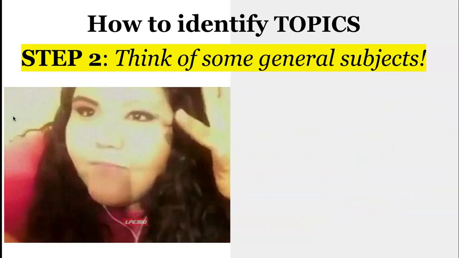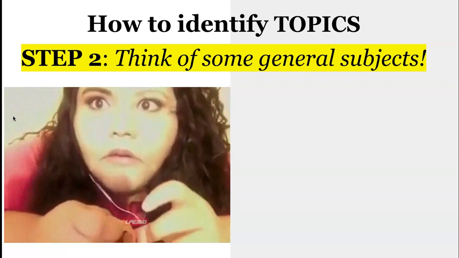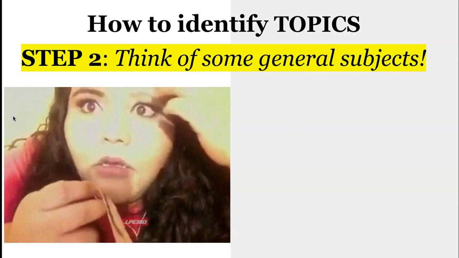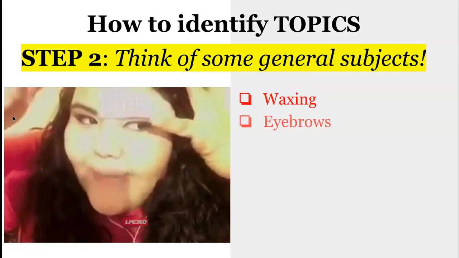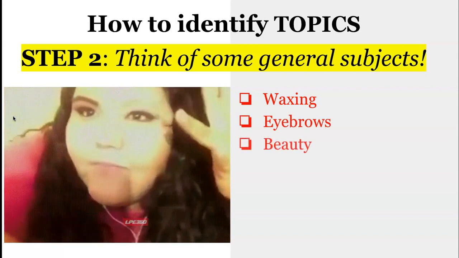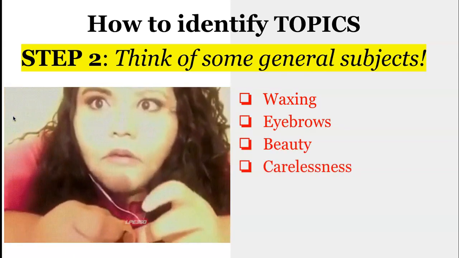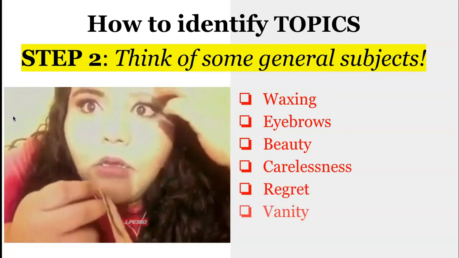Step number two is to try and think of some general subjects. So, what are some things that come to mind when we look at this GIF? I might say something like waxing, or eyebrows, beauty, carelessness, regret, and vanity.